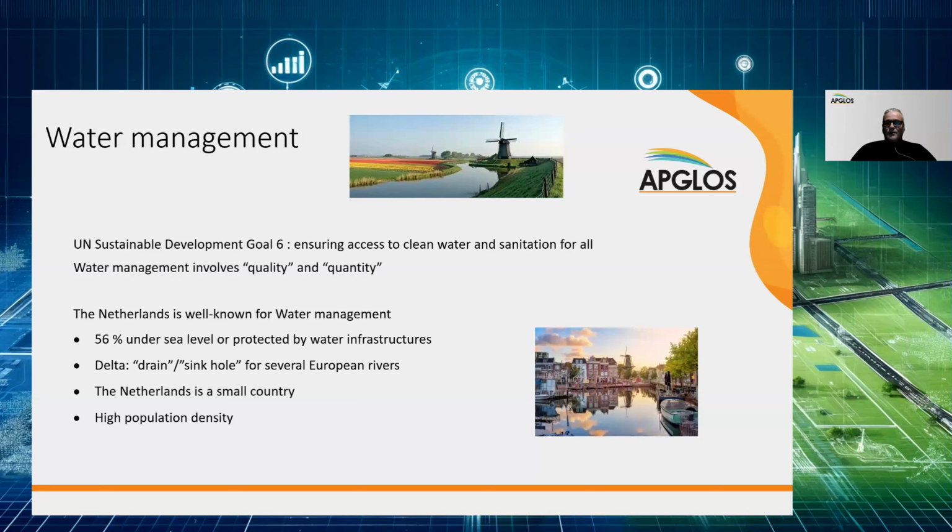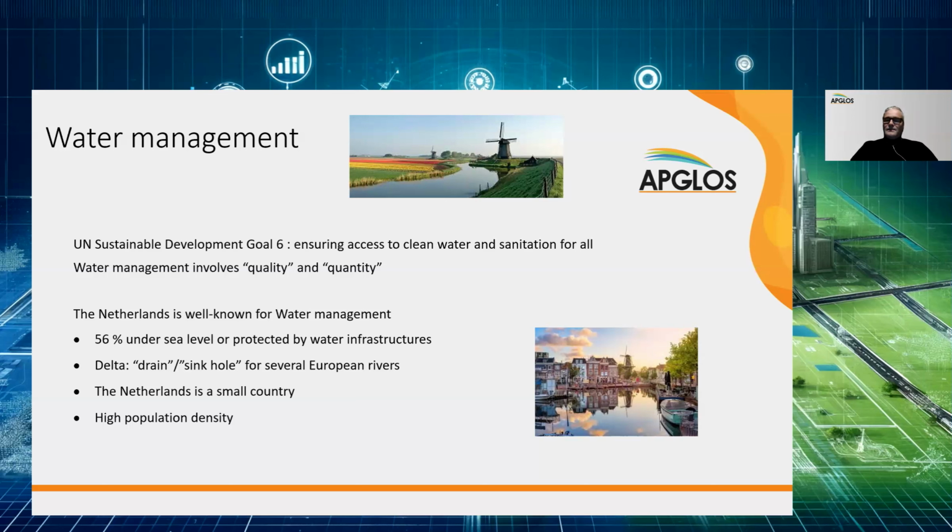Well, the Netherlands is very well known for its water management, and it has to do with the fact that almost 56% is under sea level. So we need to be protected by all the water infrastructure we have. For example, if you go to Amsterdam, it can reach up to 20 meters or less below sea level. So you can imagine if something happens with the dikes, at least 56% of the Netherlands would be gone. And we're actually a delta. That means we're a sinkhole or a drain for several European rivers, because the bigger rivers from Europe run through the Netherlands itself.